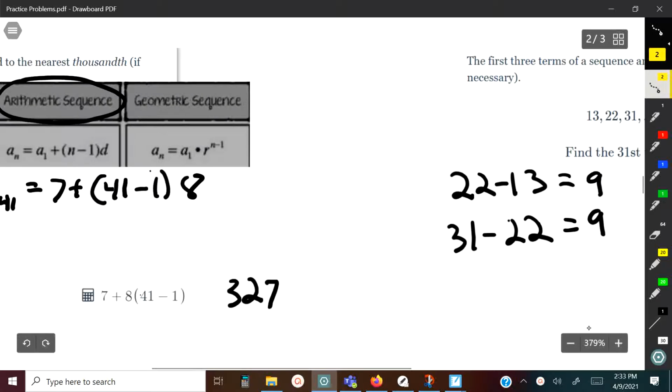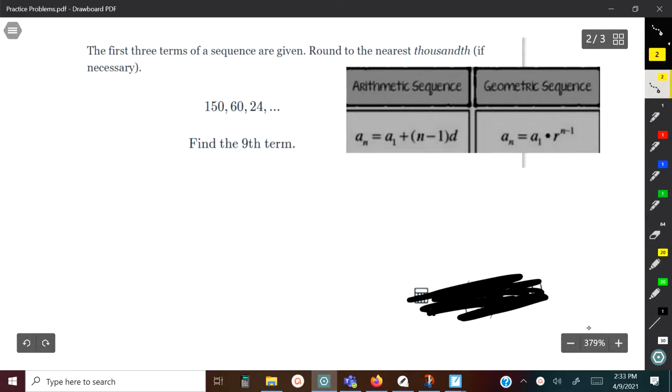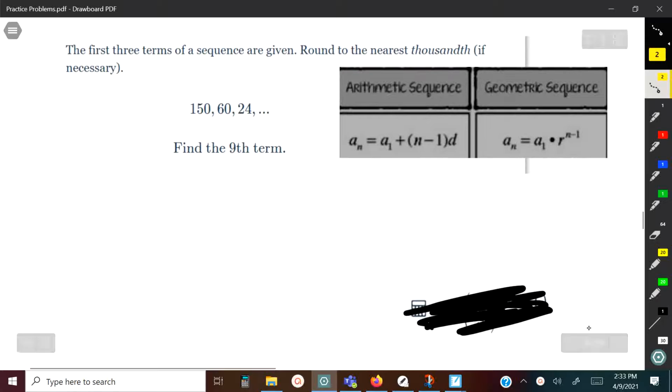Alright, let's take a look at another example. Okay, so first we're going to check to see if it's arithmetic. Then we're going to check to see if it's geometric. Now, a lot of times you could just look at it and tell, hey, that doesn't look like an arithmetic sequence. It's not going up by just a little. You can tell by the way it increases or decreases. You can get a sense whether it's arithmetic or not. But I'm going to go through the steps anyway.